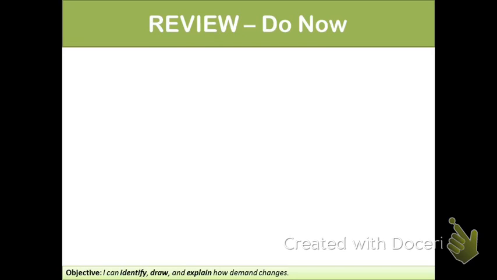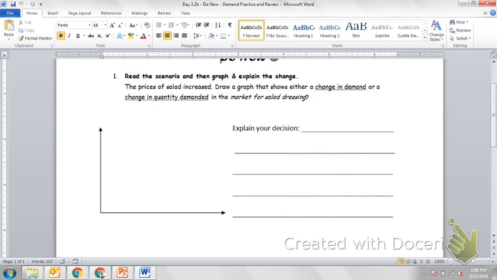So a review of the do now. For our do now, we have the scenario: the price of salad goes up. What happens to the market for salad dressing? So first off, we have two different products. We have salad and we have salad dressing. So what's the relationship between these two? And you should be thinking, well, they go together, right?